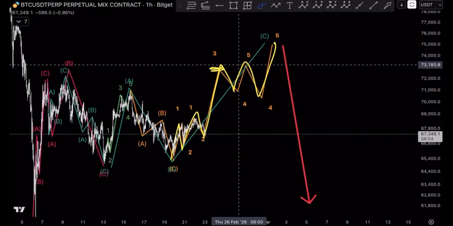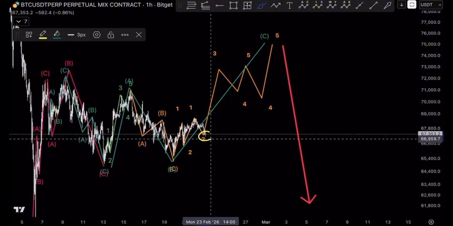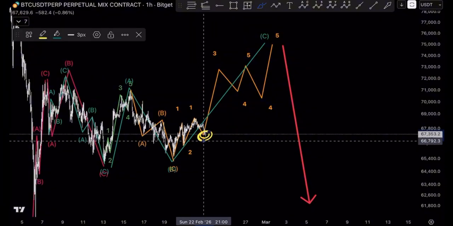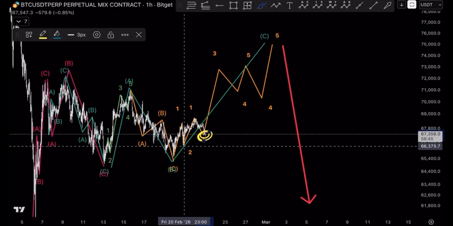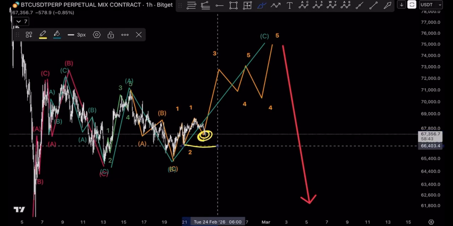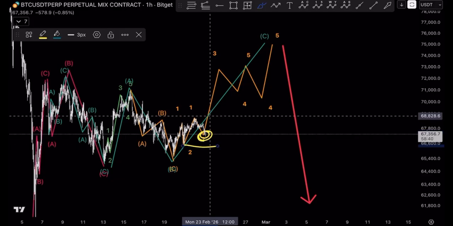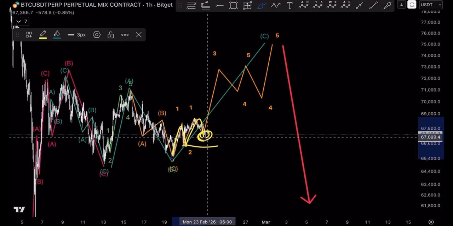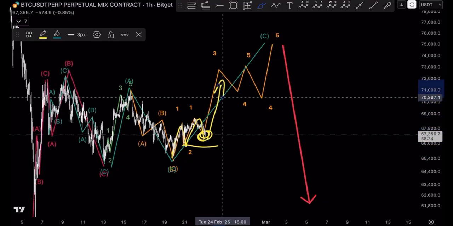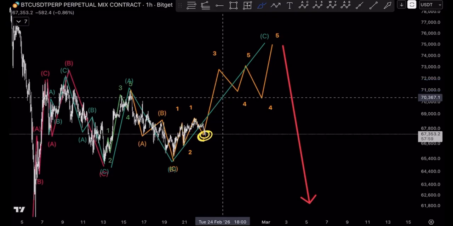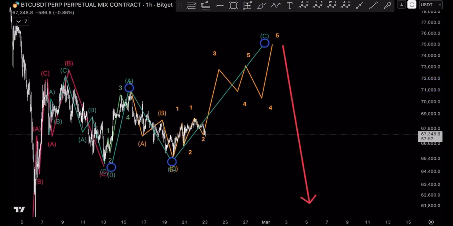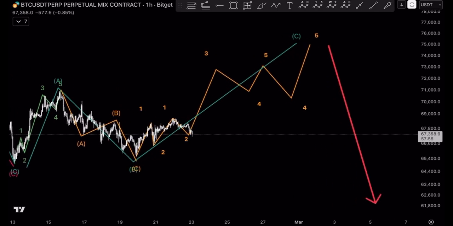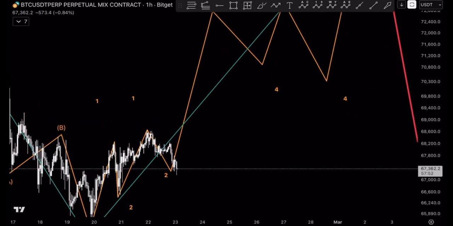And this 1, 2, 1, 2 structure is only valid if this 2, which we are putting right now, should not go beyond this 2. Then that would be a 1, 2, 1, 2, and then we can move towards the upside. Now we have to go to an even smaller time frame, or we can just zoom the chart and understand what's going on here.